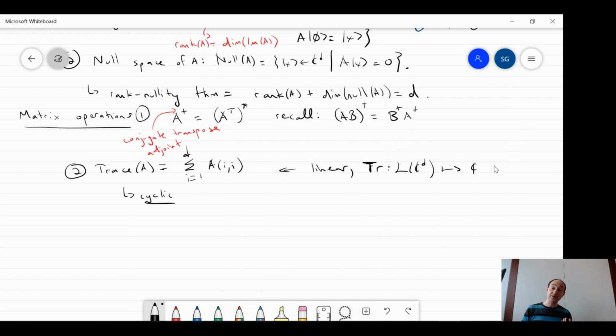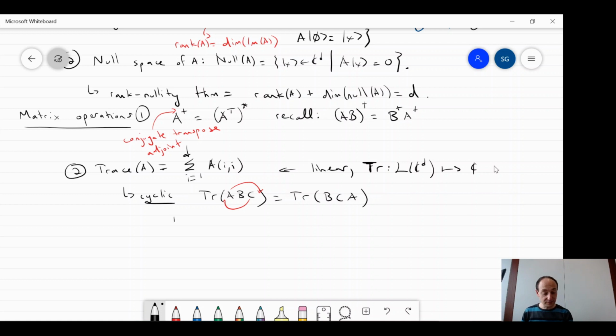And the trace is very nice because it has this so-called cyclic property. Remember that for the trace of a product of three matrices A, B, C, normally I can't switch the order of matrix products, right? It doesn't play nicely. But the trace is very nice. It allows me to cyclically shift, to move this one over here if you like. Equivalently, you could have moved the last one up here. It doesn't really matter. So that's very, very nice.